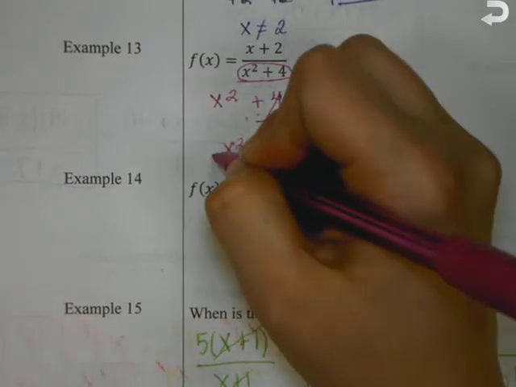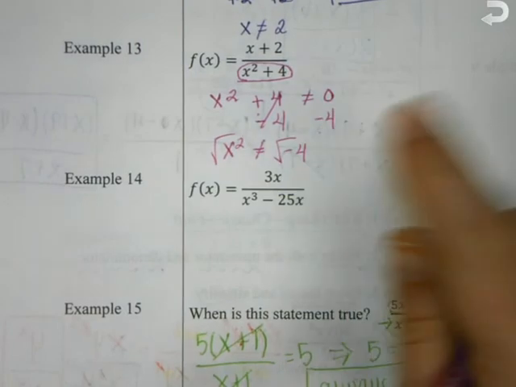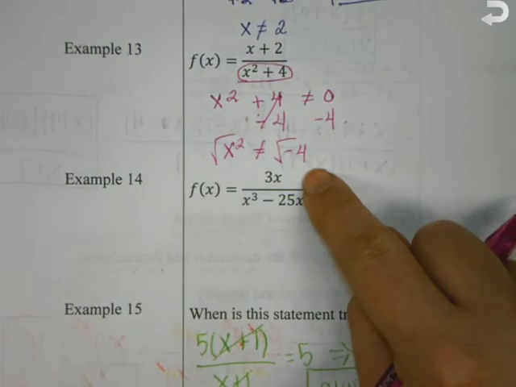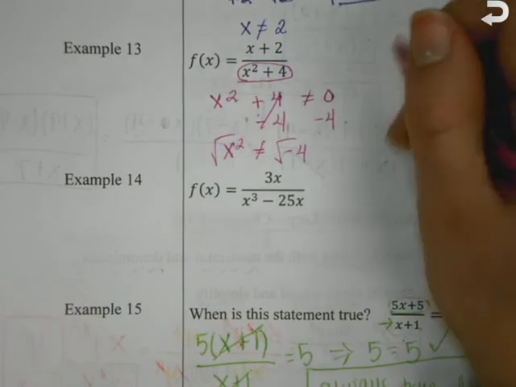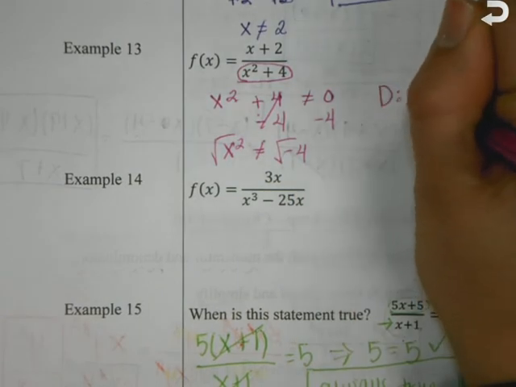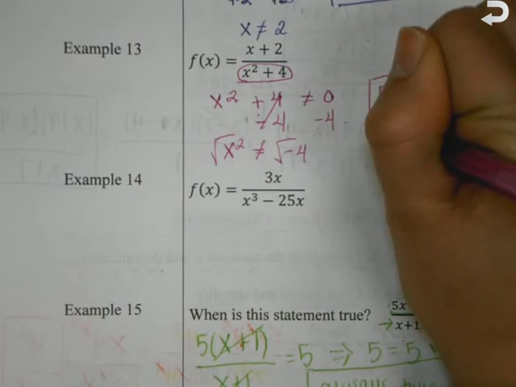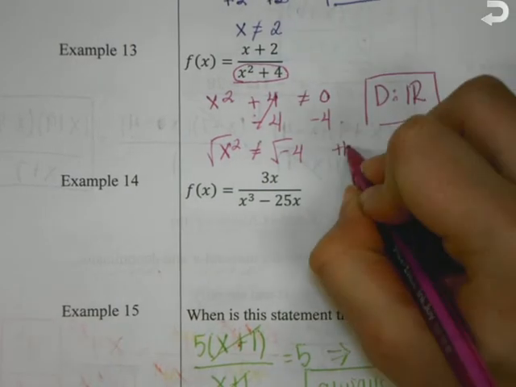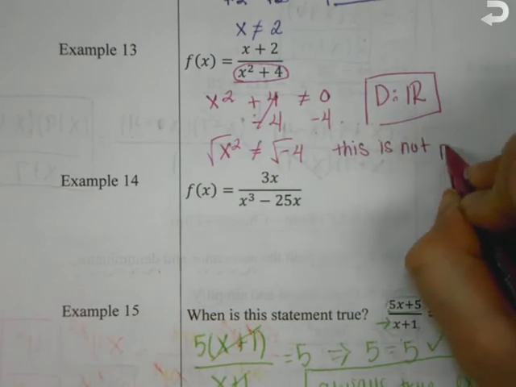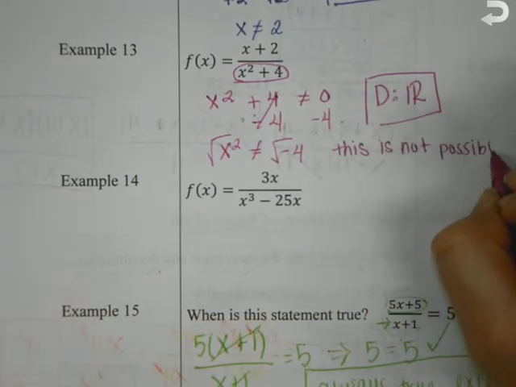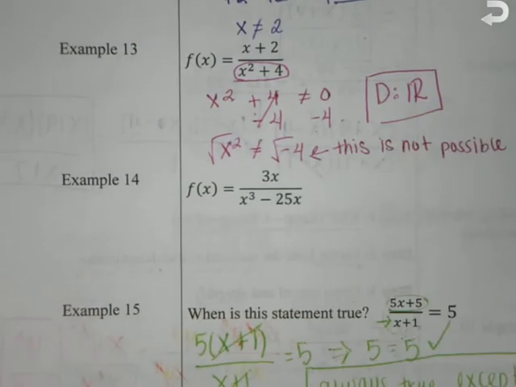Wouldn't it just be not a function at all? We're not checking if it's a function. We're checking if there's a domain. It tells us it's a function. But we're looking for what would make the denominator 0. Because of that x squared, because it's not possible to get that x squared equal to a negative, there isn't anything that will make that denominator 0. So your domain is all real numbers.